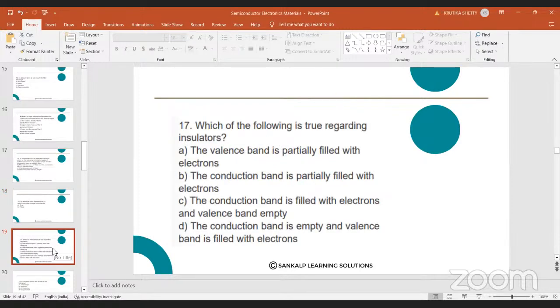Which of the following is true regarding insulators? They are asking about insulators; before this we had semiconductors. Option A: the valence band is partially filled with electrons. Option B: the conduction band is partially filled with electrons. Option C: the conduction band is filled with electrons and the valence band is empty. Option D: the conduction band is empty and the valence band is filled with electrons.